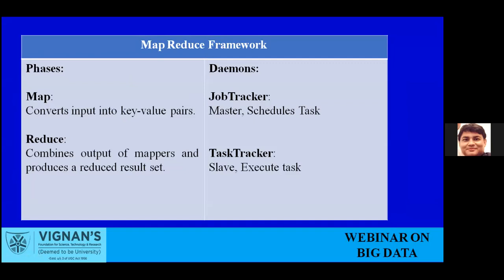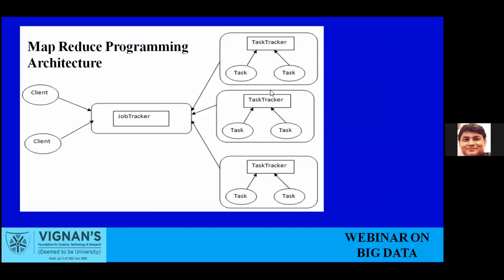The record reader takes the input and converts it into key value pairs. So whatever results you are going to get in mappers are in the form of key value pairs, and the output is also in the form of key value pairs. Now see this diagram here.